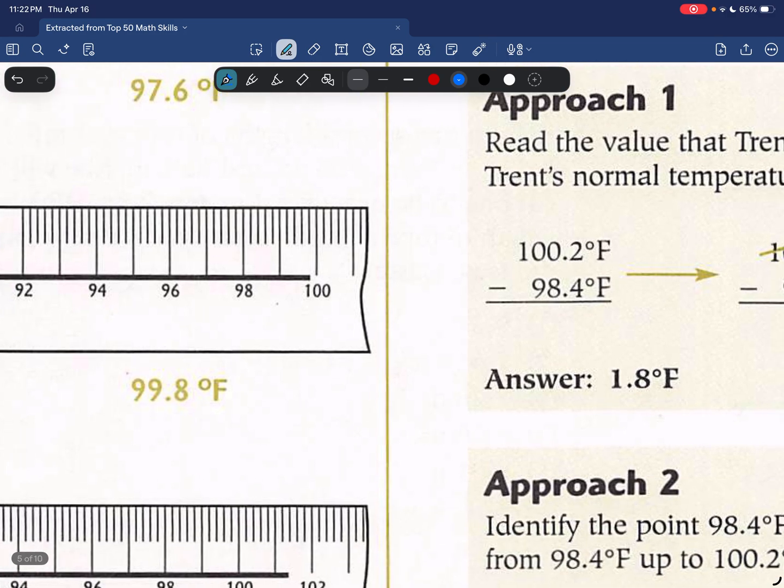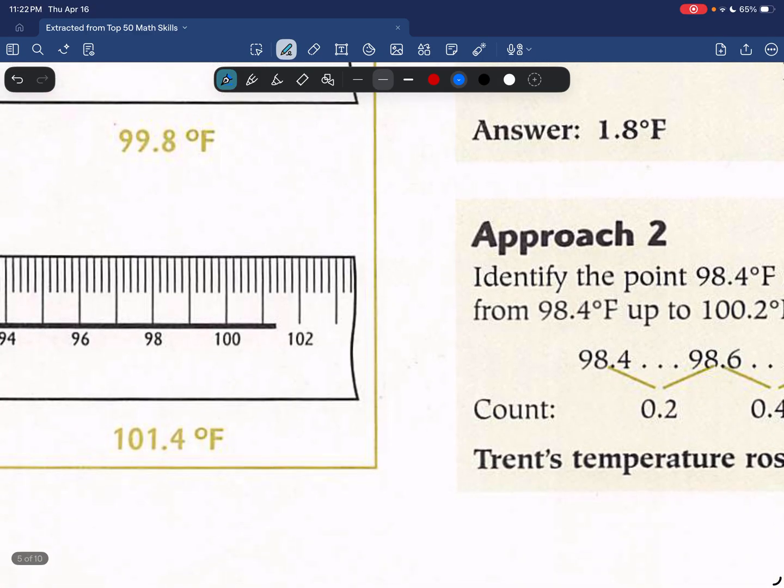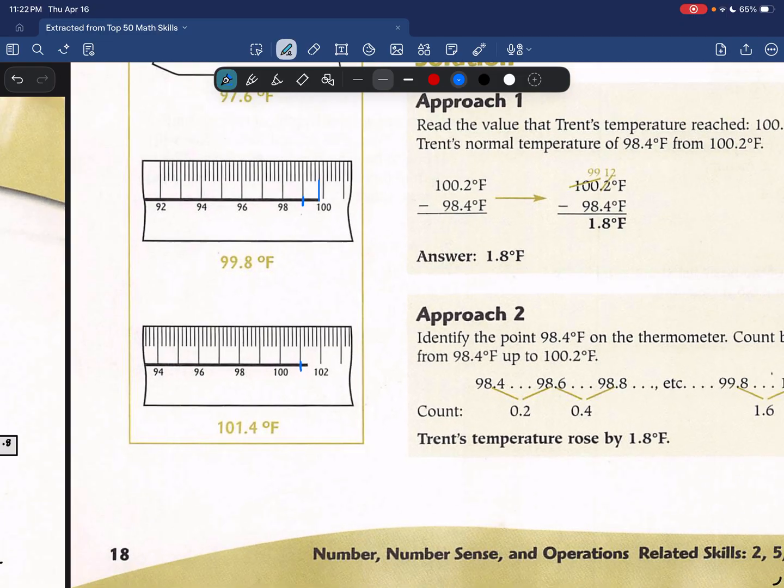This one is showing 99.8 because we are moving from 99 and it goes 1, 2, 3, 4 intervals. So that's 99.8. And then this one is 101 and 2 more spaces, so 101.4.